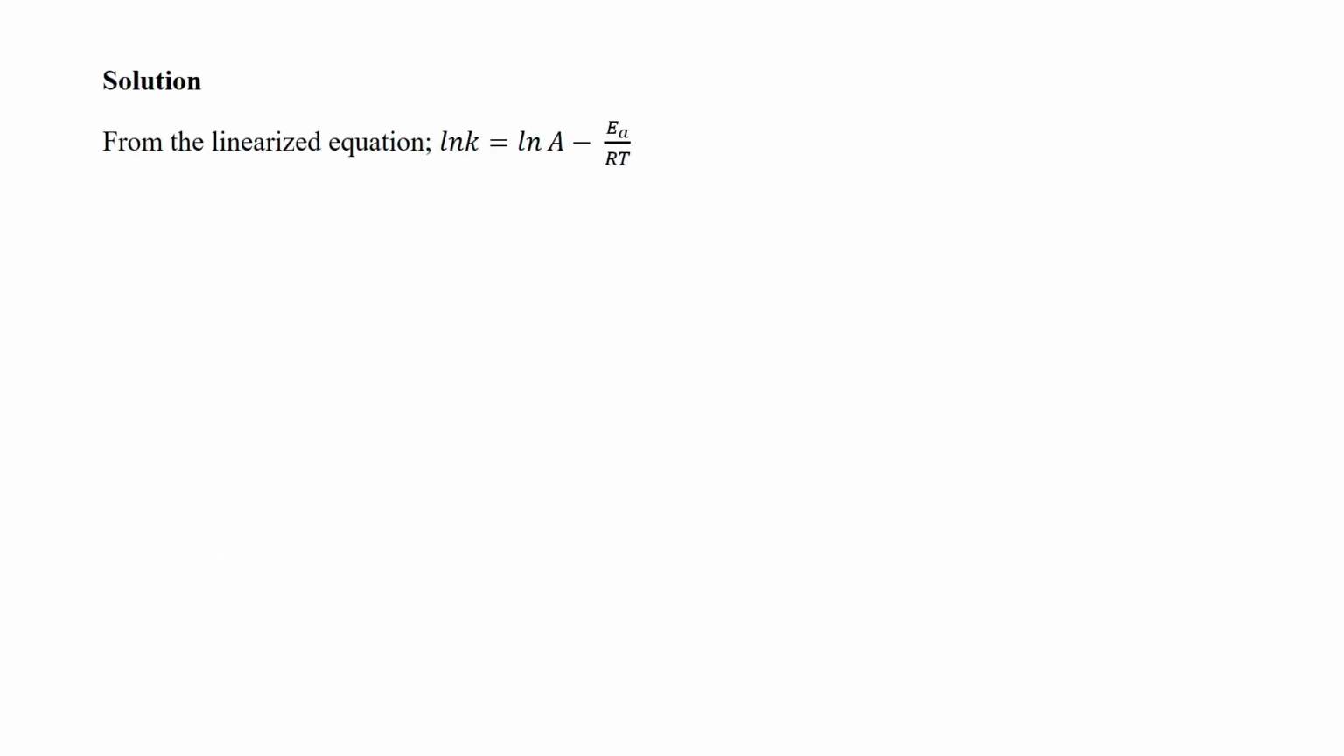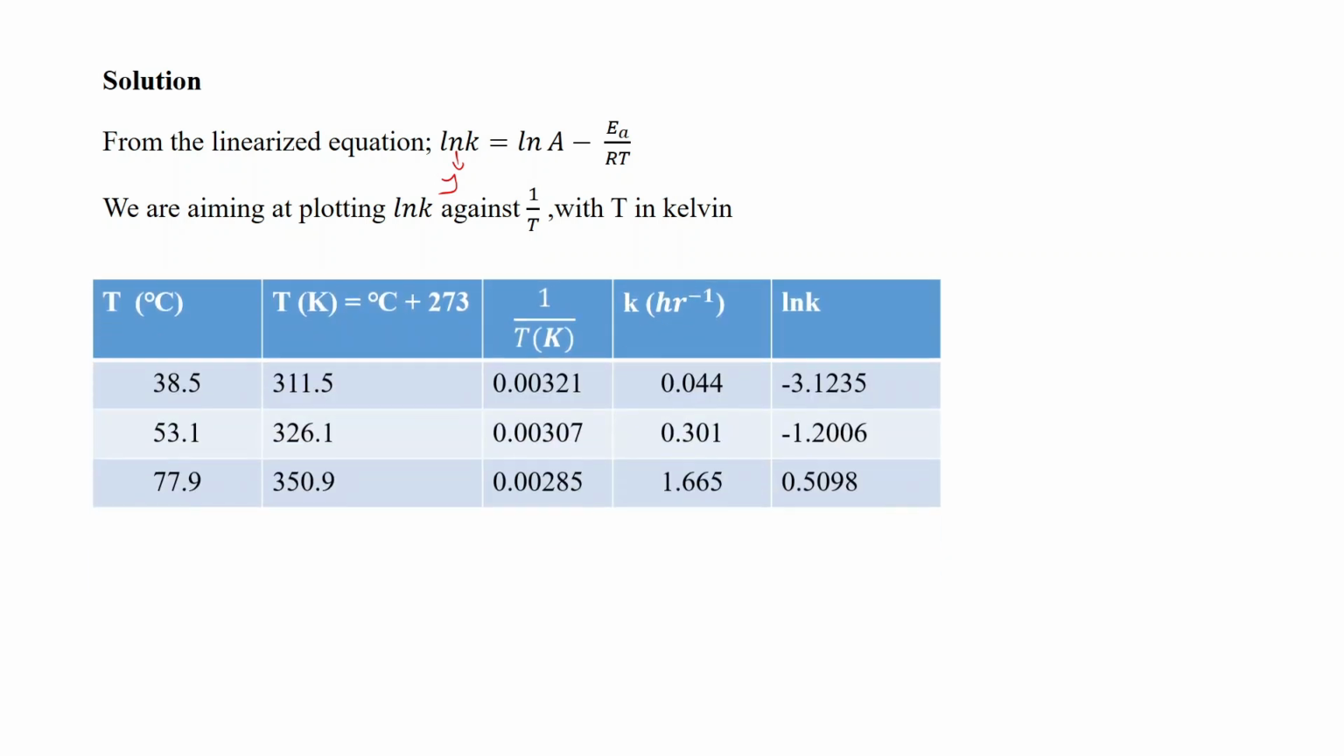Now, from the linearized equation, we said that ln K is equal to ln A minus EA over RT. So we are aiming at plotting ln K, which is our Y, against 1 over T. That's what we are aiming to plot. So we need to evaluate ln K and then evaluate 1 over T, and then we can plot ln K against 1 over T. So this is what we are going to do.